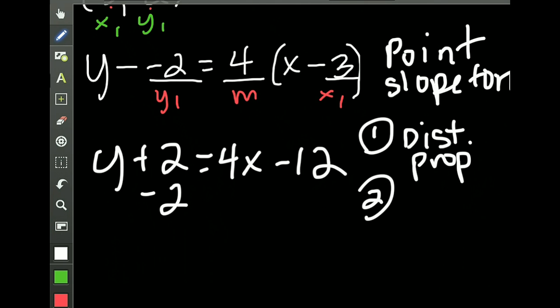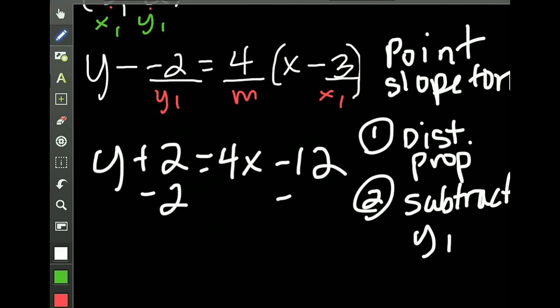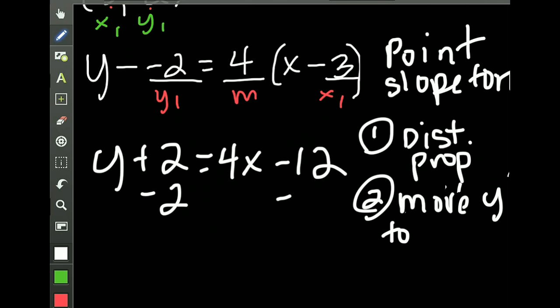So that's your second step. Subtract your y1 from both sides. Or add. Okay? Or add. Subtract. Oh, that's true. How about move your y1 to the other side? Let's call it that. Okay? Wish there was a light eraser. Okay. Move y1 to the other side. Okay?